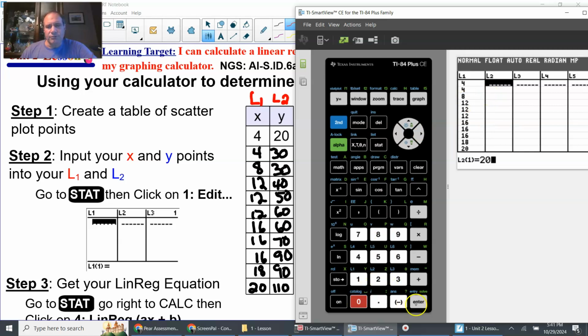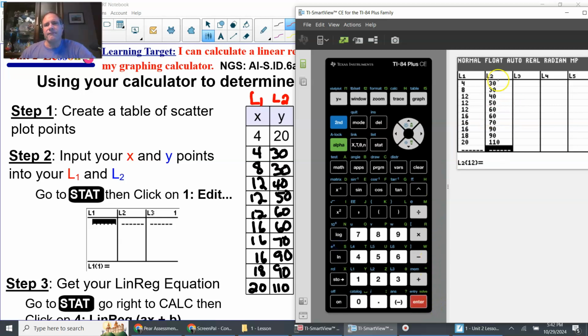It would go to L2, and you would go and input those numbers in for the Y value of the L2. You have 2 30s, you have 140, you have 150, you have 2 60s, 170, 2 90s, and 110.